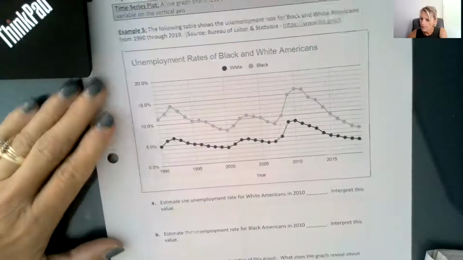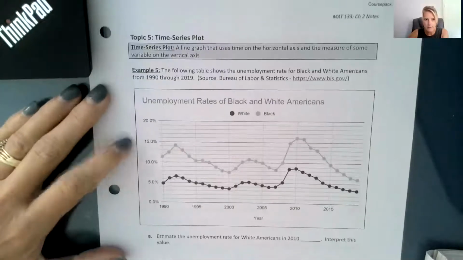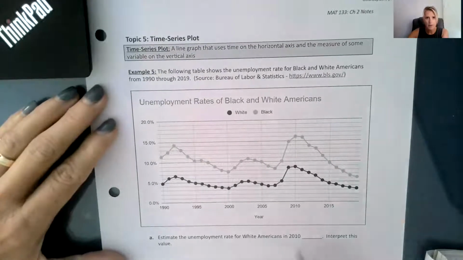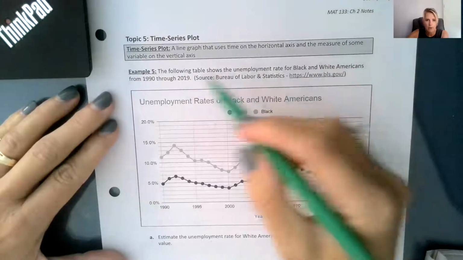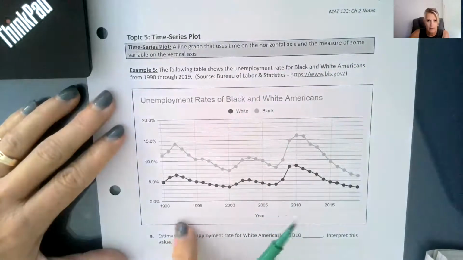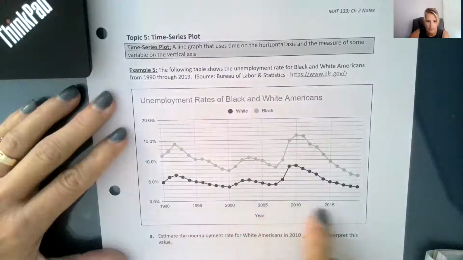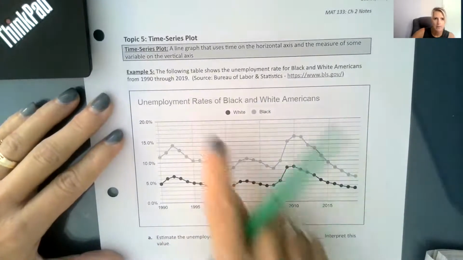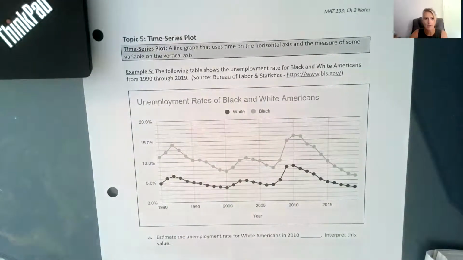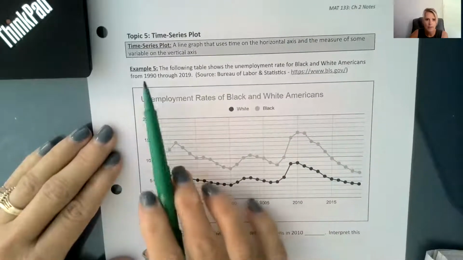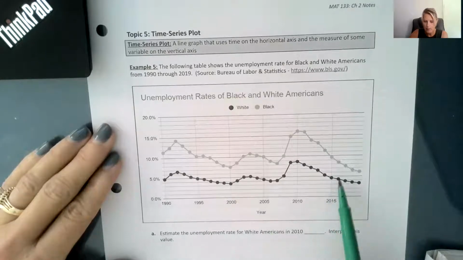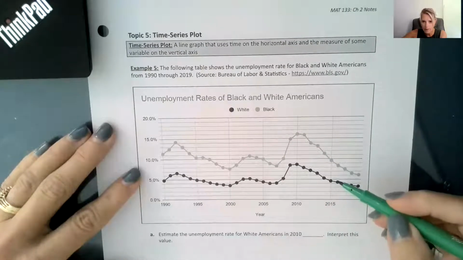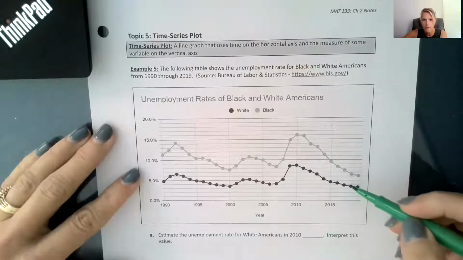Okay. The next one is called the time series plot. A line graph that uses time on the horizontal axis and the measure of some variable on the vertical axis. So you can see in this one, our time is in years. It's the unemployment rates of Black and white Americans between 1990 through 2019. So 1990, this is 2015 right here. So 2016, 2017, 2018, 2019.